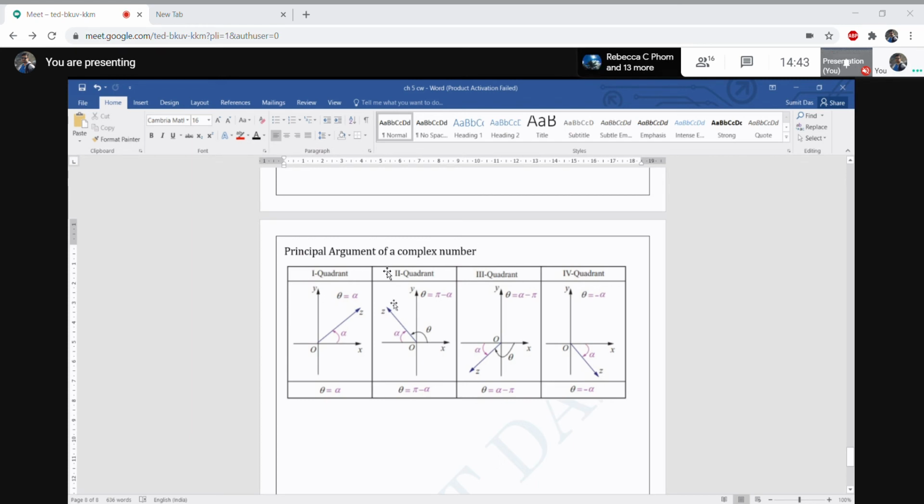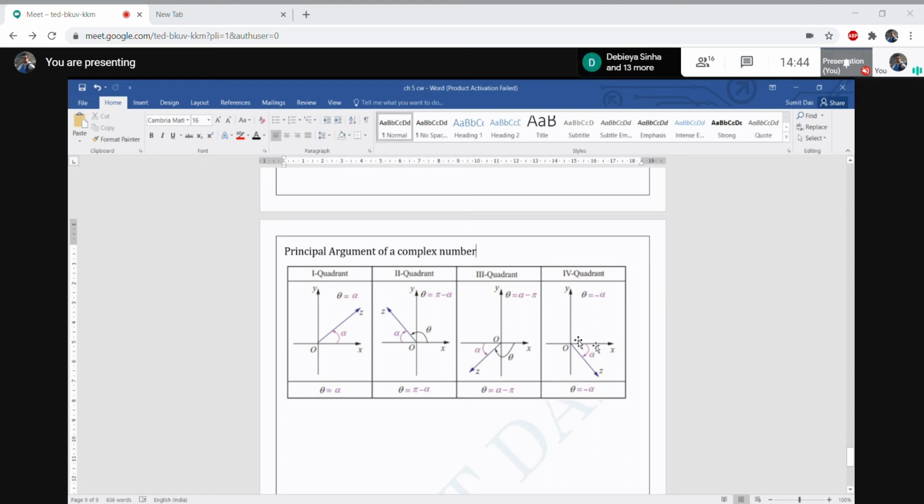Similarly, if it is in the second quadrant, theta is pi minus alpha, where this is pi. If this is the angle, it will be pi minus alpha. Similarly, if it is in the third quadrant, it will be alpha minus pi. This is the angle alpha, and this is minus pi. So we can also say minus pi plus alpha.